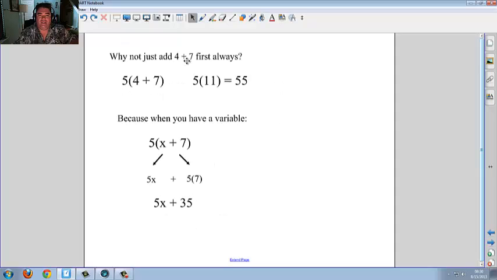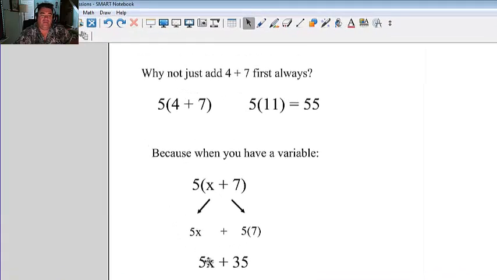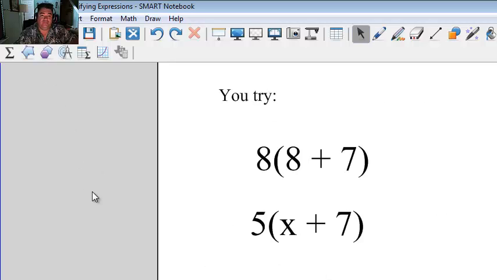Now why not just add 7 and 4 first? Well, 4 and 7 make 11, and 5 times 11 does equal 55, so it's the right answer either way. But when you have a variable, I can't take x plus 7 and get a value, so I have to take them separately. I have to take 5 times x and 5 times 7. 5x plus 35. You go ahead and try these three.